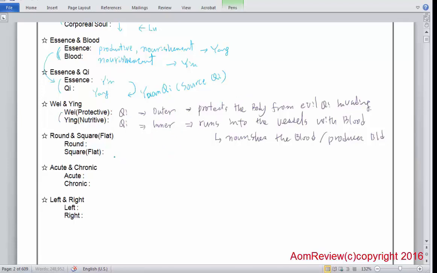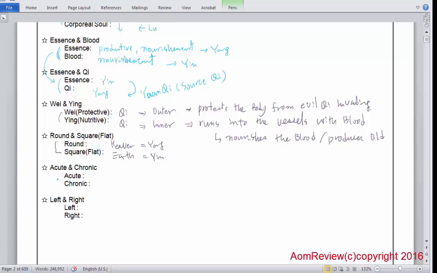Okay. And round and square: round indicates heaven, and square indicates the earth. Energy goes back to the heaven, and water or something else drops to the earth. So the earth is located in the lower part, and heaven is located in the upper part. That's why heaven is more yang, and earth is yin, as you know.